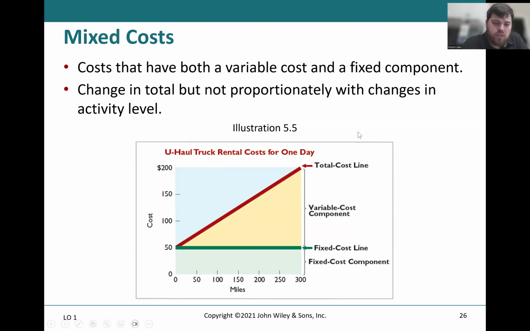So these mixed costs are, once again, costs that have a variable and a fixed component, and they change in total, but not proportionally with changes in activity level. Notice when we go from 50 units to 100 units, my cost goes from, let's say, $70-ish to about $100. That's not double. And it's not doubling anymore like it did earlier when we were dealing with pure variable costs, because there's a fixed component that is not changing. It is only the variable component driving the change.